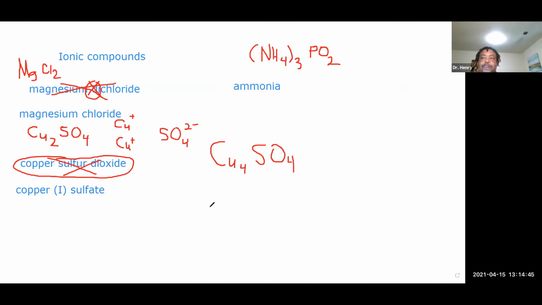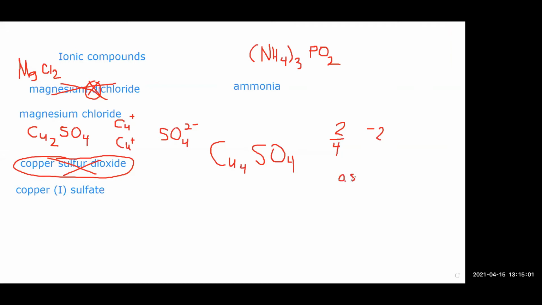Because this guy has a -2 charge, right? So since this has a -2 charge associated with it, then I have to have a 2 charge to balance it out. So 4 divided by 2 would be a half, 0.5. So if it was just CuSO4, then it would be copper 2 sulfate?